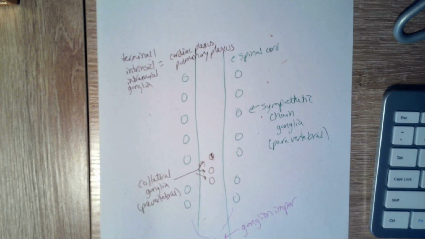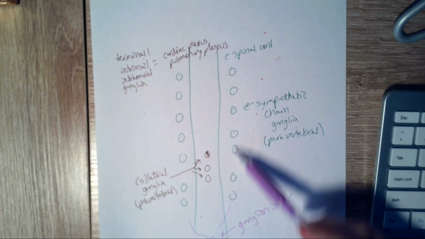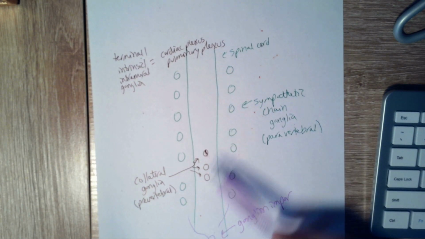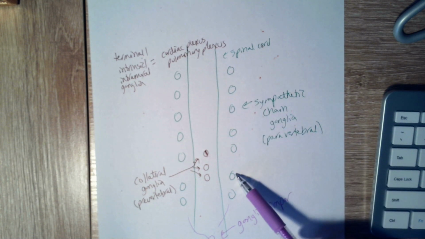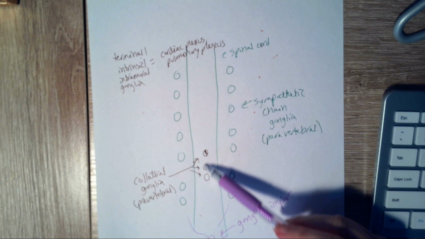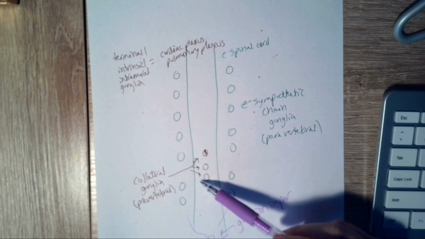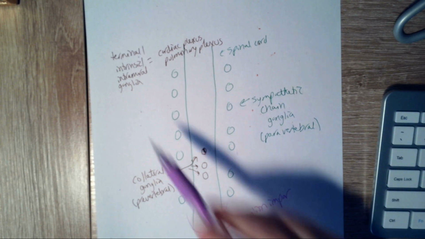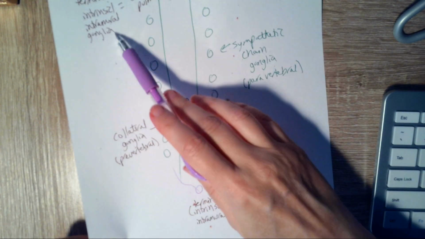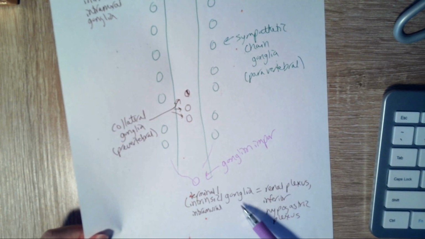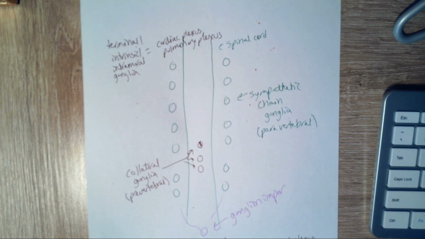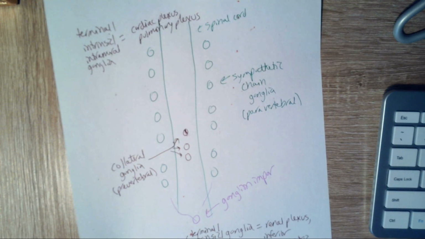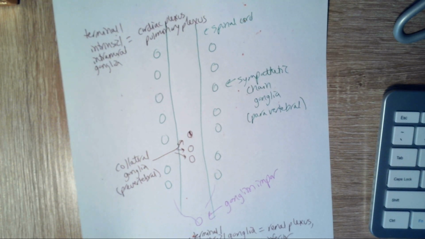So to summarize then, these sympathetic chain ganglia are going to have only lower motor neurons for the sympathetic system. The collateral ganglia will have lower motor neurons, again, for the sympathetic system. But these terminal ganglia, whether up here in the thoracic cavity or down here in the abdominal pelvic cavity, those will have lower motor neurons for either sympathetic or parasympathetic.